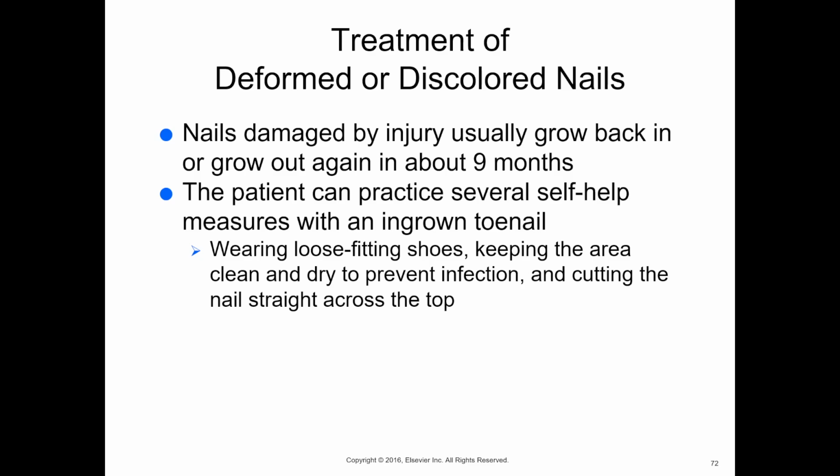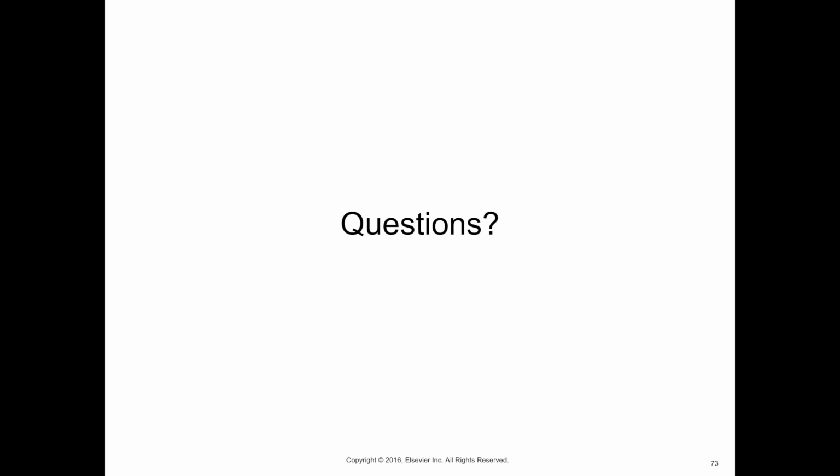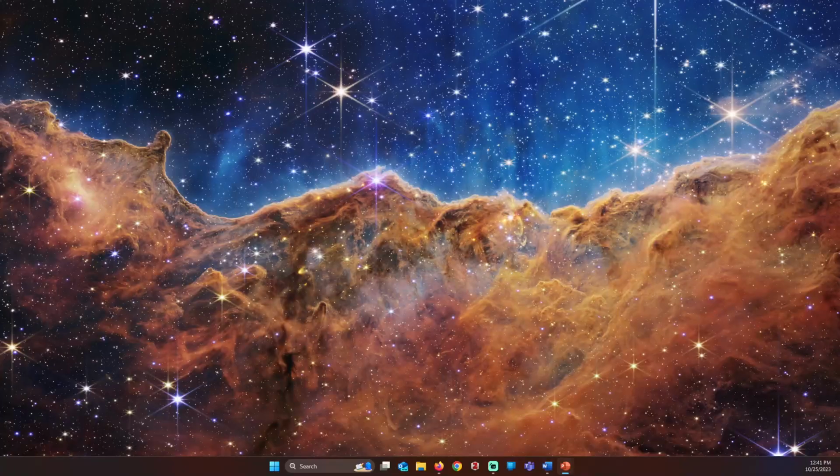Now, luckily for us, nails that are damaged and injured can grow back in a total of 9 months to a year. There will be times where nails can be damaged and they actually do need to be completely removed. With that in mind, it doesn't take all that long for them to come back. And that is everything for our integumentary system.